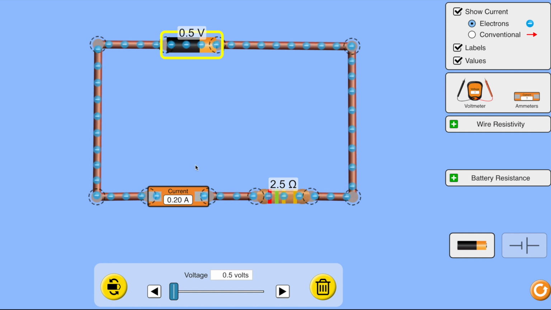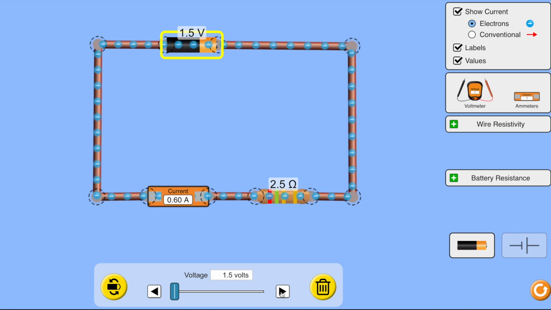Now our ammeter has a reading of 0.2 amps, and our voltage on the battery is 0.5. Remember to take this down in your table. Let's increase it even further. At 1 volt, our current is 0.4 amps, and we can see the electrons moving slightly faster. Now we're at 1.5 volts, and we have a reading of 0.6 amps.